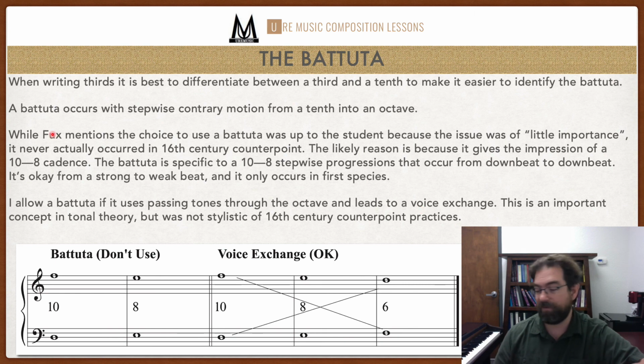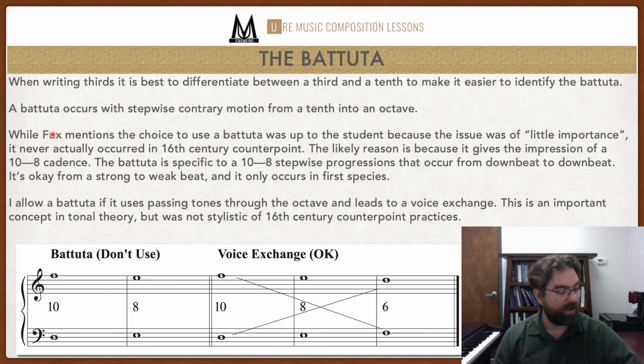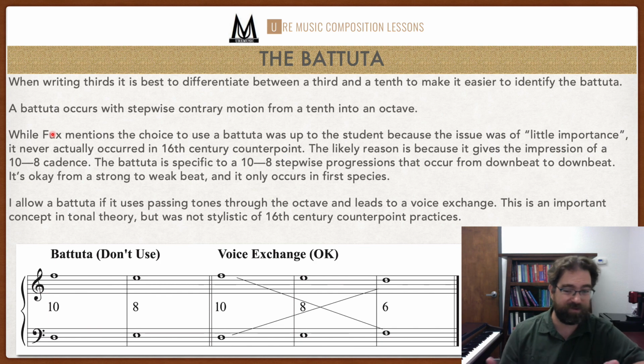So Fuchs, he's sort of the authority. This is his book, Study of Counterpoint, Gradus ad Parnassum. It's a great book if you want to study more on counterpoint. But he talks about the Battuta and he says that it occurs with stepwise contrary motion from a tenth into an octave. So he mentions to the student that it's up to the student because the issue was of little importance. It never actually happened in 16th century counterpoint. And as I said, the likely reason is because it gives the impression of a 10-8 cadence.